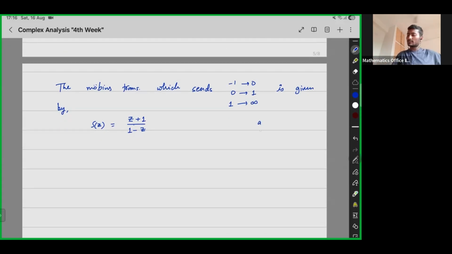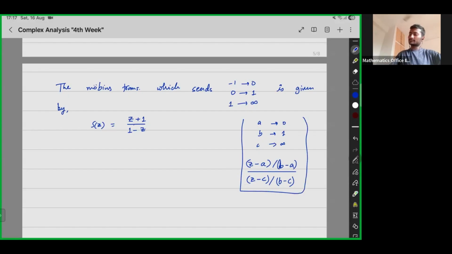So in general, if A, B, C are going to 0, 1, and infinity, then the Mobius transformation is given by Z minus A divided by B minus A, because A is going to 0, and when you put Z is equal to B, it becomes B minus A divided by B minus A. So it is going to 1, fine. And C is going to infinity. That means in the denominator it should be Z minus C, so that when you put Z is equal to C, the denominator becomes 0. But you have to divide here by something: when putting Z is equal to B, the denominator becomes 1, so there's no problem. So this is the Mobius transformation with these properties.